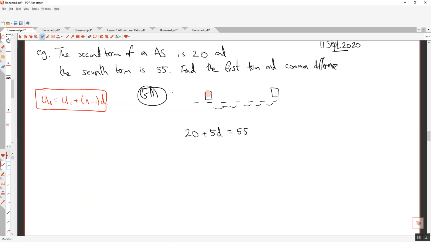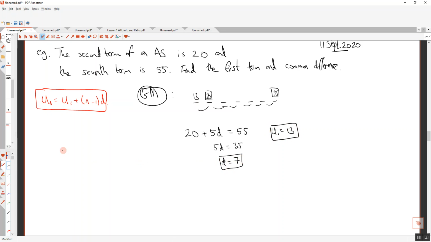So the second term is 20. Seventh term is 55. Greg's saying, well, that's 5 differences away. So 20 plus the 5 differences is going to bring me up to 55, and then you just solve it. Yep, so you do 5d equals 35, and then d equals 7. And then that helps you get the first term also. If d is 7, then we go back 7 from 20, and that gives us u1 is 13. Okay, that's nice and quick.